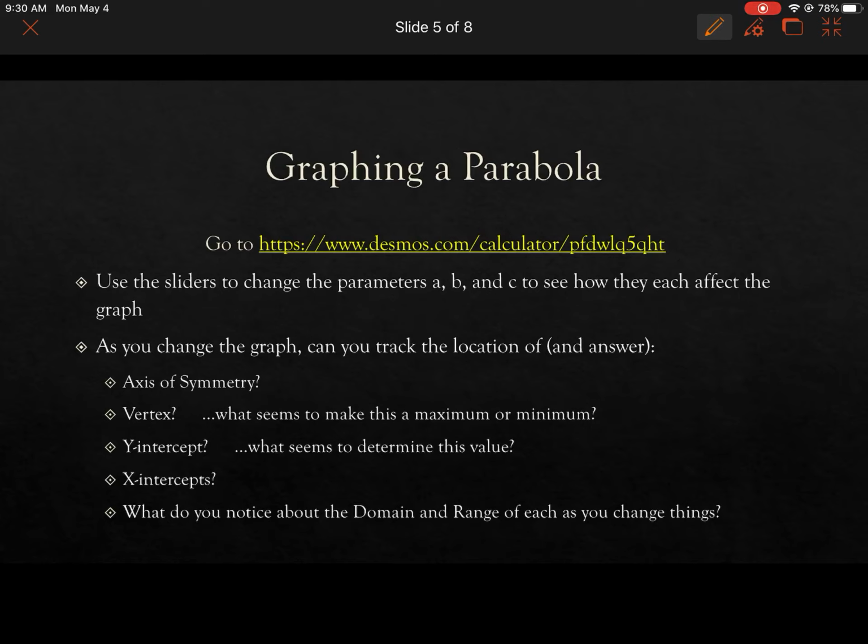So what I want you to do, and you're going to have to hand type this link in, is go to the graphing calculator on Desmos. This is going to give you an ax squared plus bx plus c equation, and you can slide those a, b, and c parameters from left to right, positive and negative, and I want you to pay attention as you fiddle with it a little bit. I want you to look at where is the axis of symmetry, and more importantly, where's the vertex. Which value, a, b, or c, seems to make this a minimum or maximum? So what makes the graph point up, and what makes the graph point down?